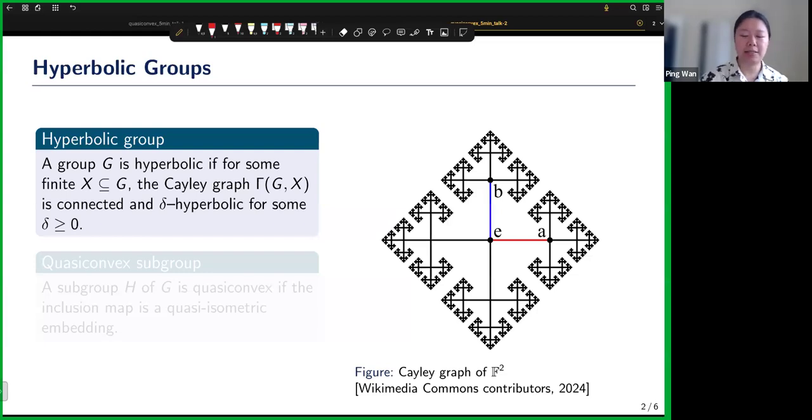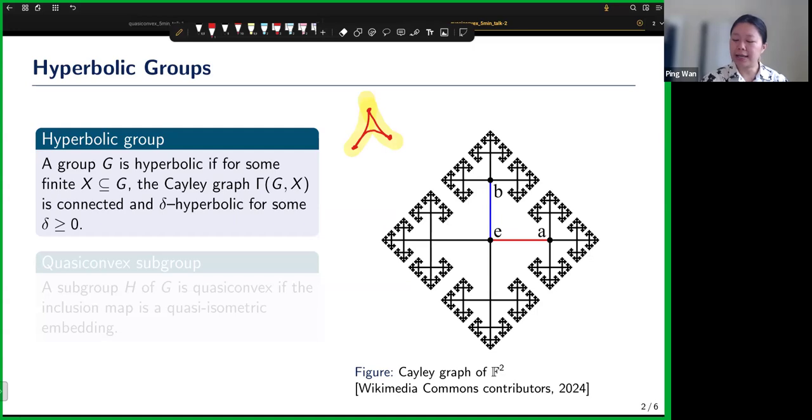Now, a space is delta hyperbolic if every geodesic triangle in that space is delta slim. That is, if we look at any two sides of this triangle and we look at the delta neighborhood of these two sides, this third side should be contained in this neighborhood. So that's the delta slim triangle.